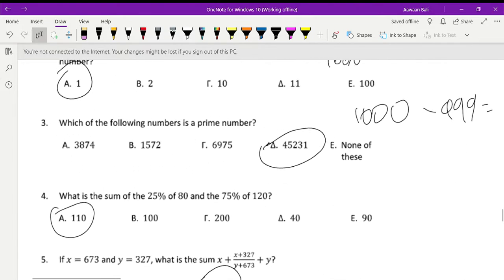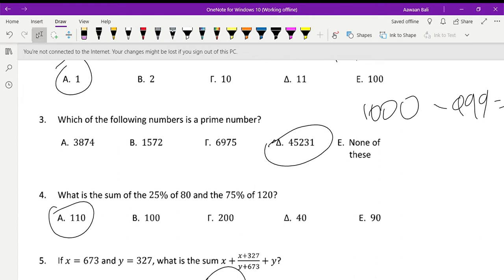Which of the following numbers is a prime number? Wait, it's supposed to be here. It's supposed to be E. Sorry.